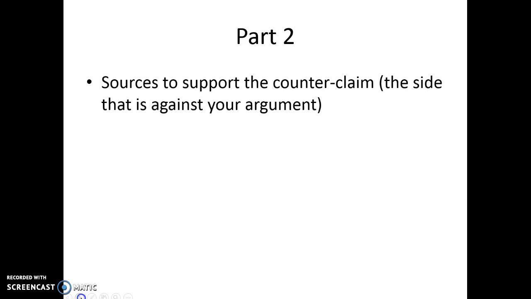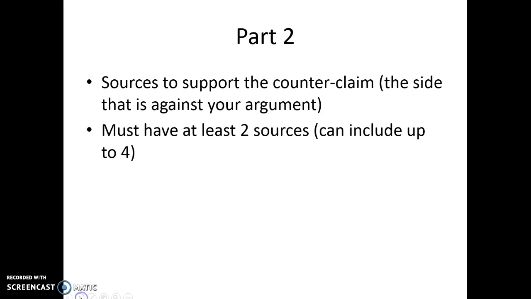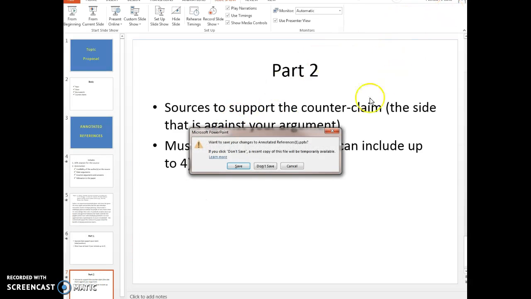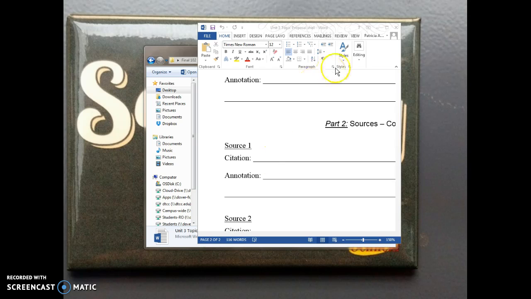Part 2 asks you to look at the counterclaim, or the other side of the argument. And so you want to find sources to support the counterclaim. You have to have at least 2 sources for this side, but you can include up to 4. This way it shows me that you've got good information that you want to include in there for the other side.